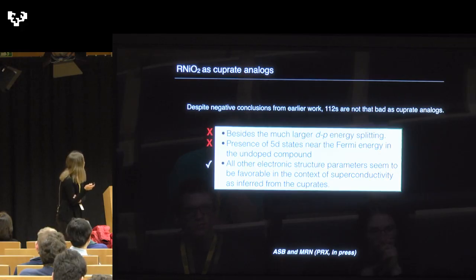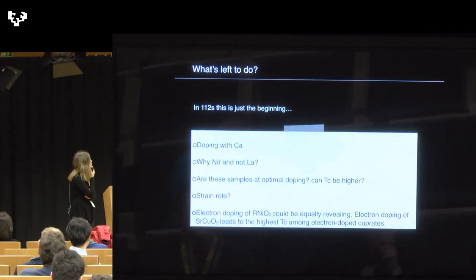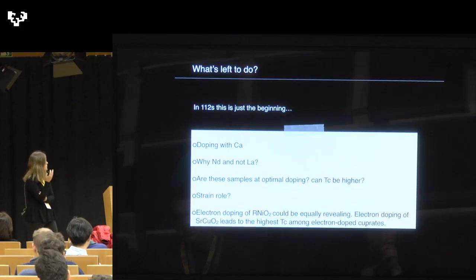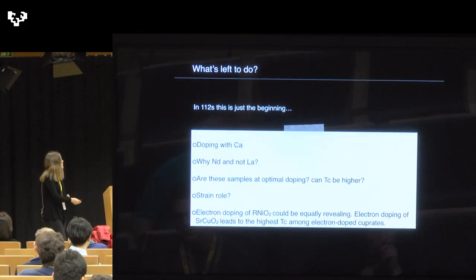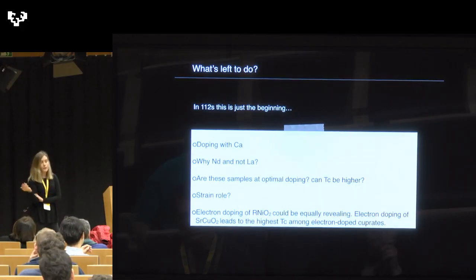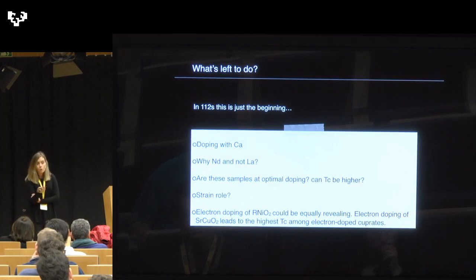Now, I wanted to finish by telling you what we think is left to do, and in some of the things that are left to do, electronic structure methods will probably have a lot to say. In the 112s, this is, of course, just the beginning. They tried hole doping with strontium. What about using different dopants that in cuprates also give rise to superconductivity? Will you find the same here?